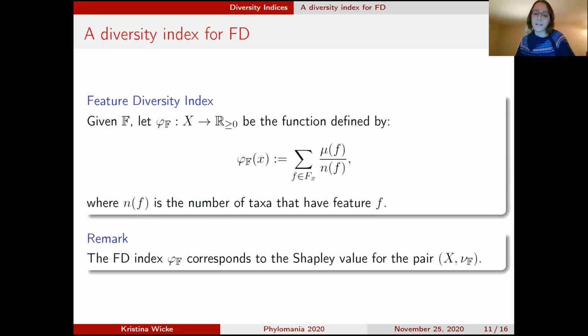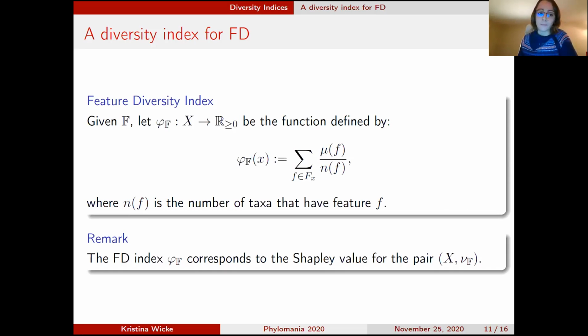It might seem a bit arbitrary, but we could then prove that it corresponds to the so-called Shapley value for a certain cooperative game. Unfortunately, for time reasons, I can't go into the details about the Shapley value. But let's just say that the Shapley value is a well-studied concept in game theory, and it has certain nice properties and characteristics that justify this feature diversity index. So that's for feature diversity.